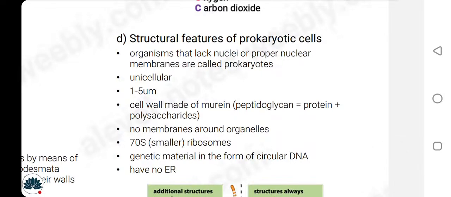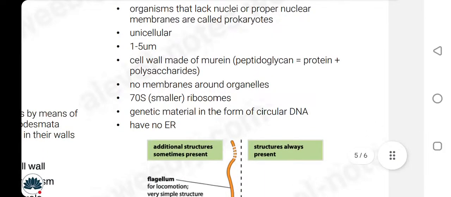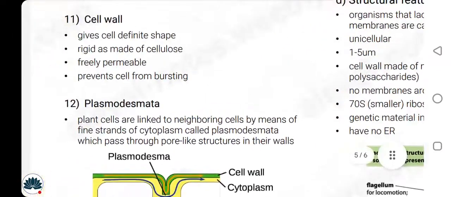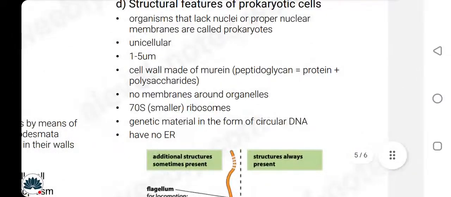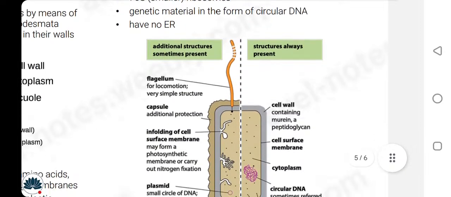Structural features of prokaryotic cells: organisms that lack nuclei or a proper nuclear membrane are called prokaryotes. They are unicellular, 1 to 5 micrometers, with a cell wall made of murein, peptidoglycan. I want to point out that the cell wall is made of peptidoglycan, while the cell wall in eukaryotes is made of cellulose. So this is the difference. There are no membranes around organelles, smaller 70S ribosomes, genetic material in the form of circular DNA, and no ER.